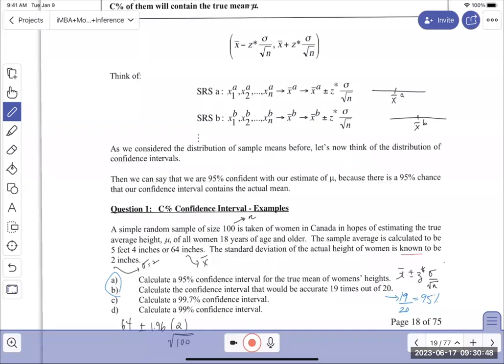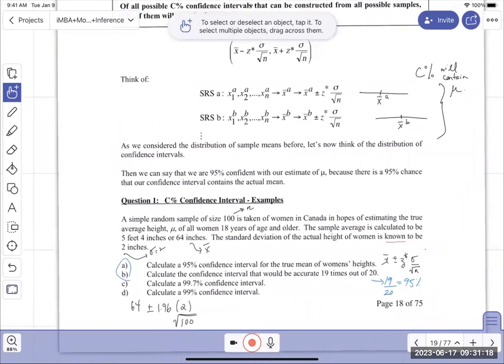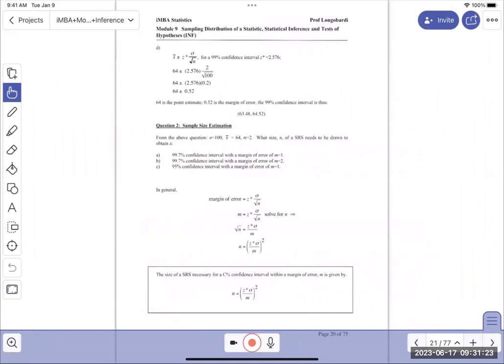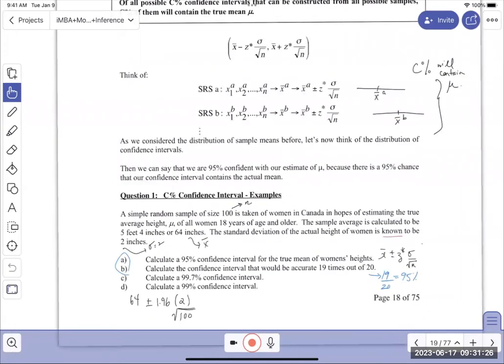Okay. And then you could have all possible samples. And the point is that 95%, theoretically 95%, or let's just say in general, the percent of all those intervals will contain the true mean. Okay. Any questions about that?